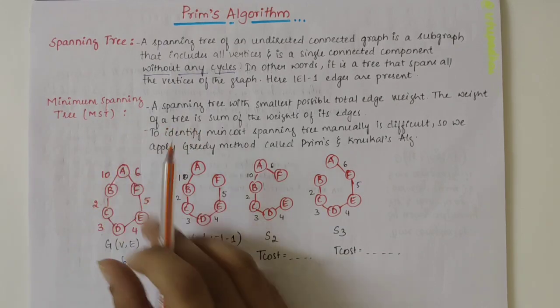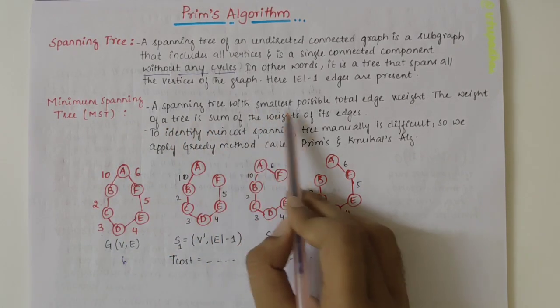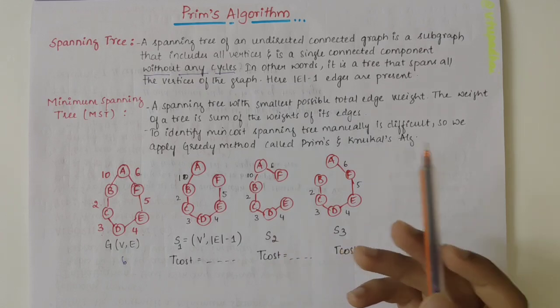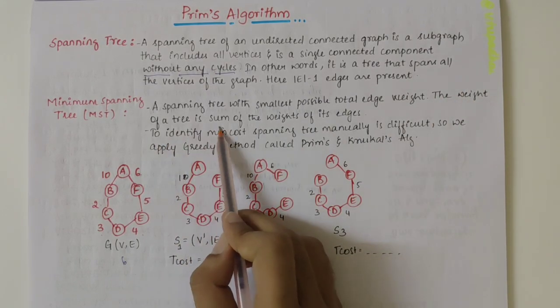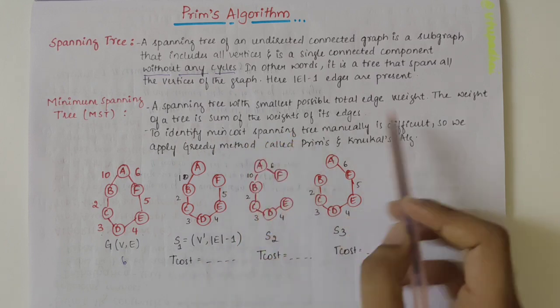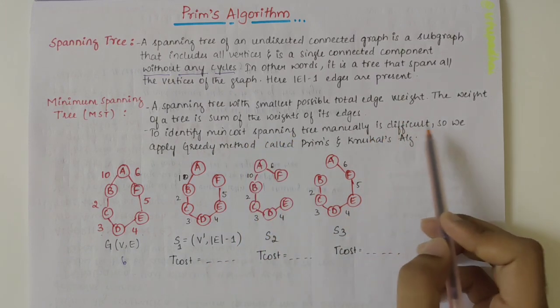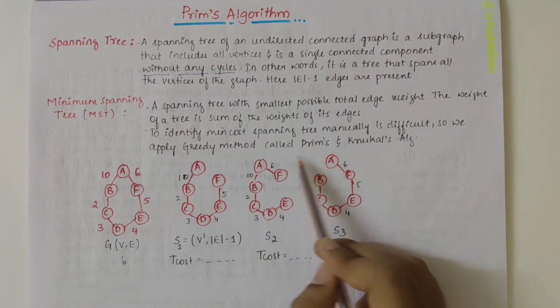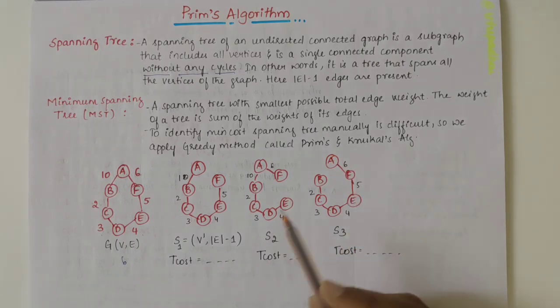Understanding what a minimum spanning tree is. A spanning tree with the smallest possible total edge weight. That is, the weight of a tree is the sum of the weights of its edges. To identify the minimum cost spanning tree manually is difficult, so we apply the greedy methods called Prim's and Kruskal's algorithm.